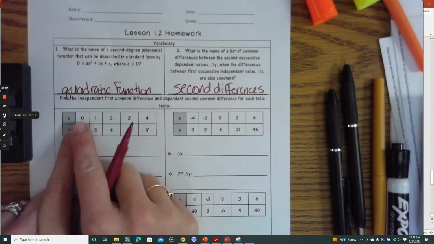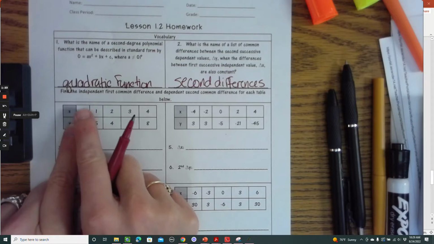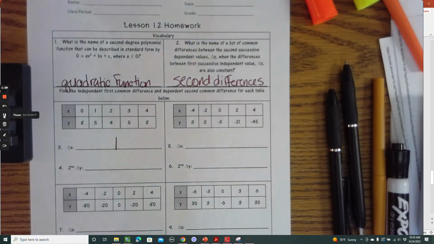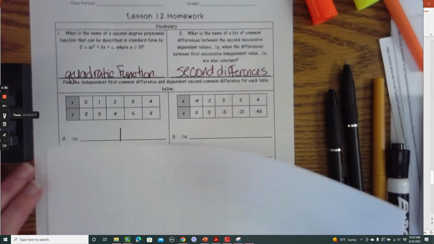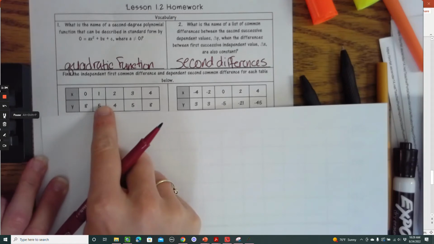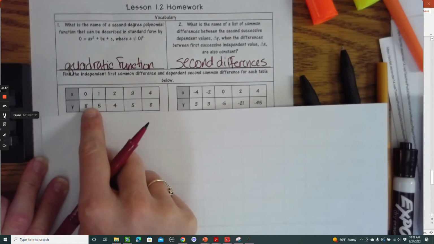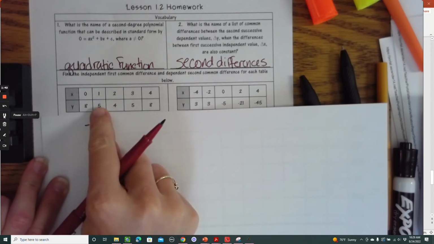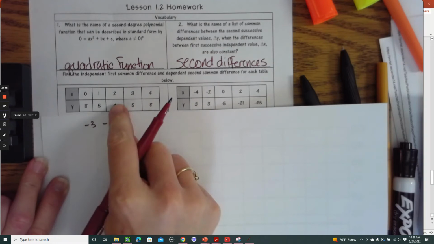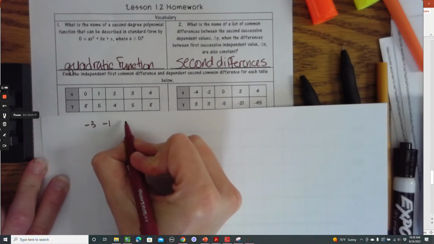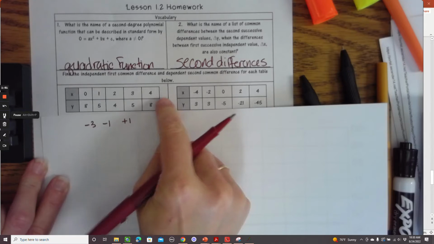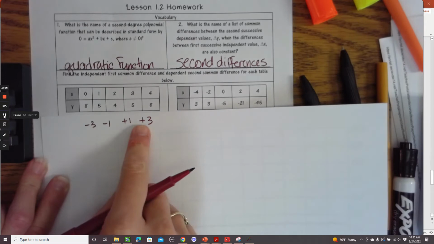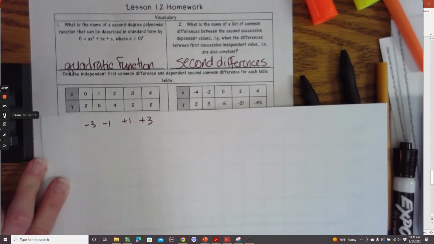So, what have they done at each step of this table? 0, 1. Plus 1. So change in x is 1. But change in y: 5 minus 8, negative 3. 4 minus 5, negative 1. 5 minus 4, plus 1. 8 minus 5, plus 3. Are these the same? No. So there is not a first common difference.